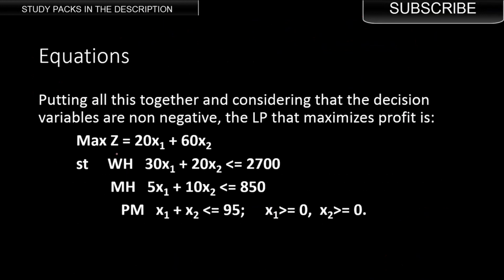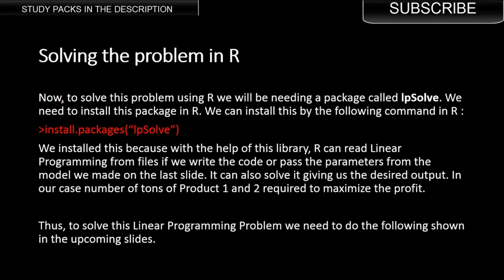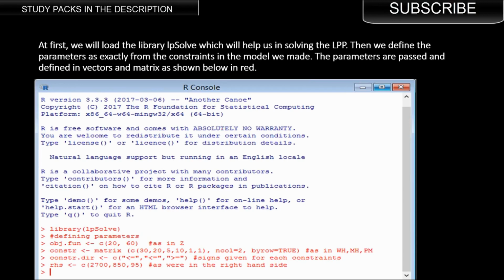So we have this problem in place. We have to maximize profit, and the profit function is 20x1 plus 60x2. x1 and x2 are the decision variables. Decision variables are the variables to be found through optimization. So we want to know what exactly the values of x1 and x2 are. We want to know the actual values, right? And we have the constraints. Now, in order to solve this in R, we'll need a package called lpSolve. All right, so we'll do this now.